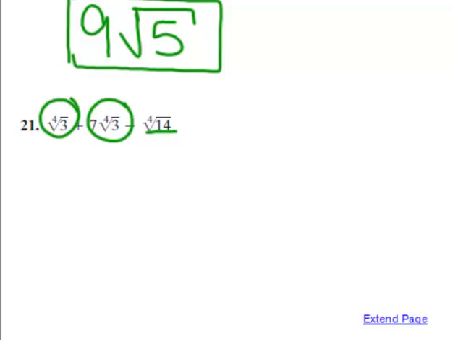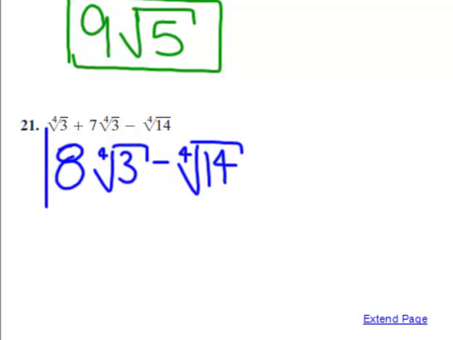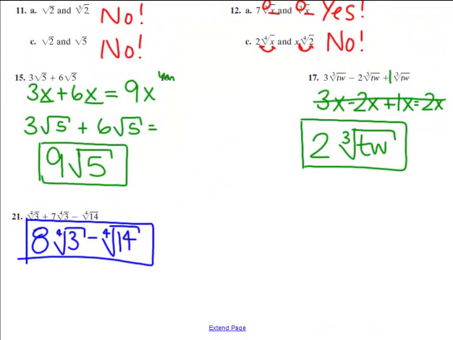So if I take the fourth root of 3 and add 7 more fourth roots of 3, I end up with 8 fourth roots of 3. And then because I can't combine the fourth root of 14, I'm just going to leave it there. And we're done.